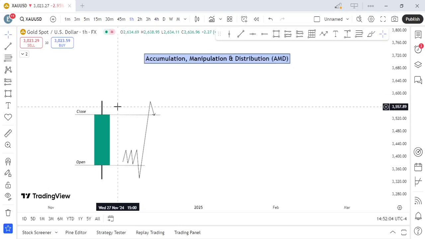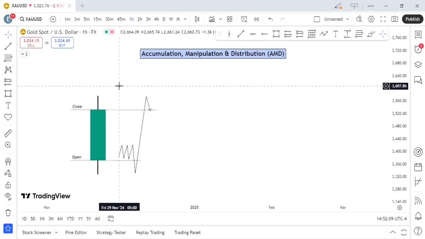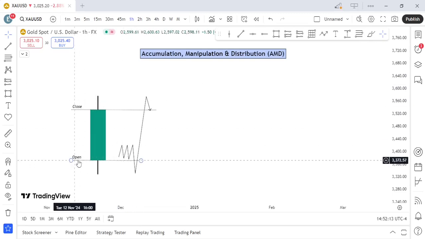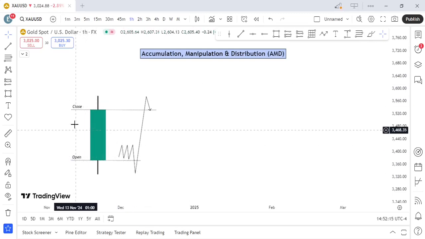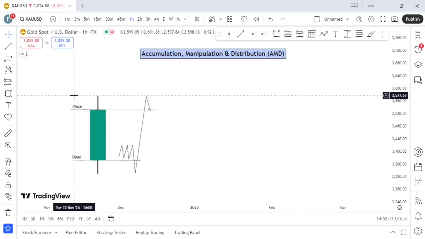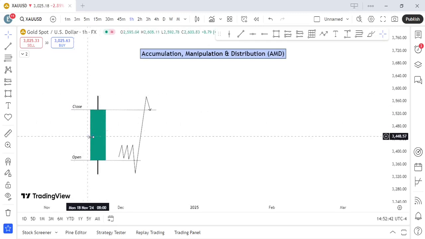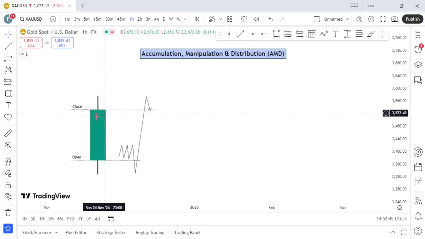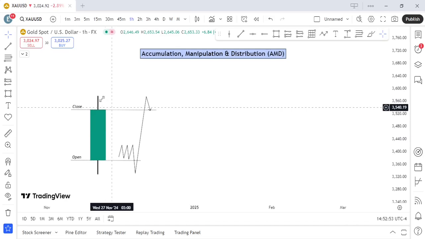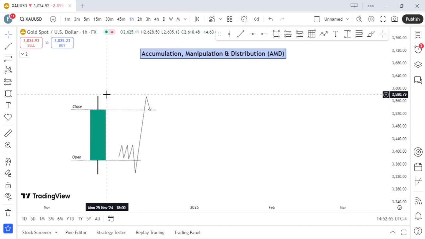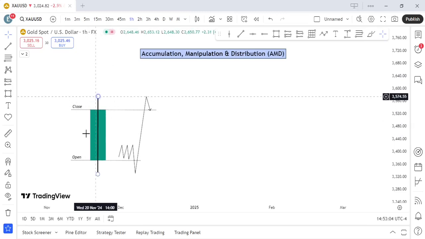So this is a bullish candle. Let's assume this is a candle from the daily time frame, right? So we have our open, we have a low, we have the close, and we have the high. Now let's say you go down to the lower time frame, like the 1 hour, the 15 minute or the 5 minute time frame, you will actually find structures inside of this candle.